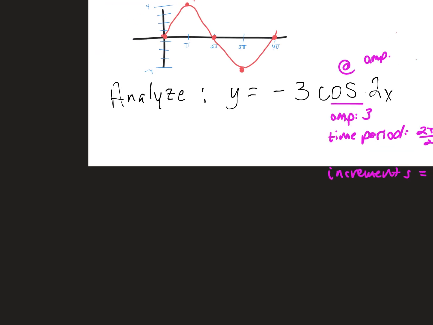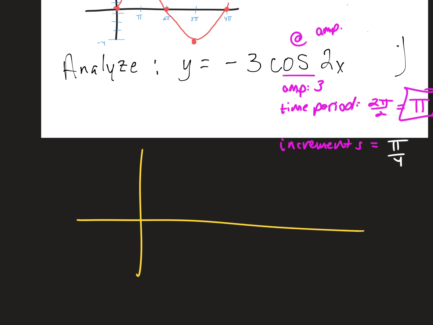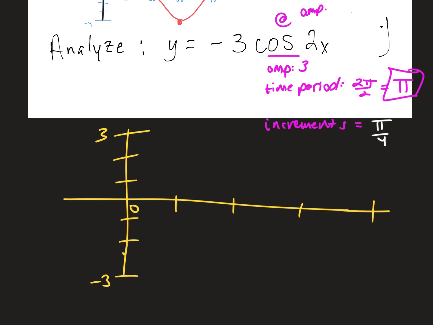So as we set this up, 1, 2, 3, 4. All right, how high and low do I go? 1, 2, 3. 1, 2, negative 3. Starting here at 0. What's my first tick mark? No, my first tick mark, my increments. It's pi over 4.